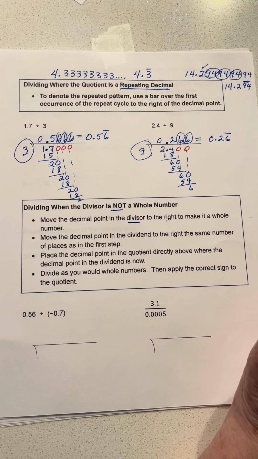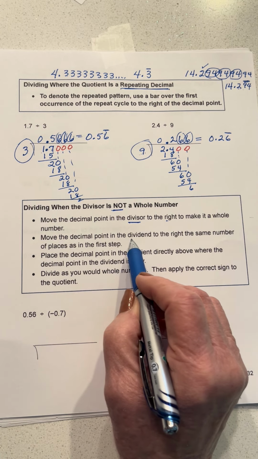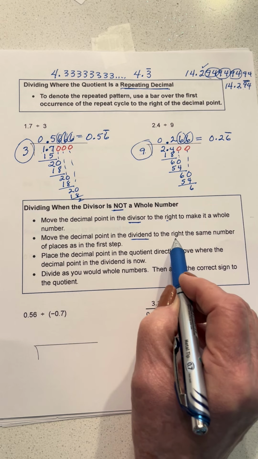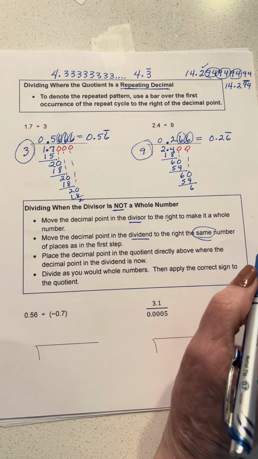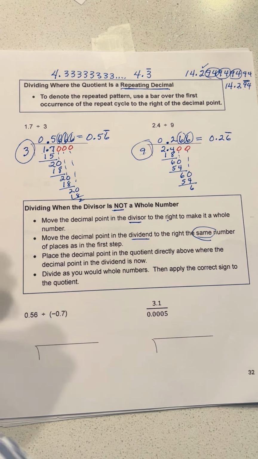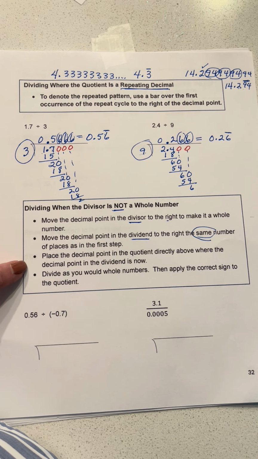Well, if we move the decimal point in the divisor, we have to move the decimal point in the dividend to the right the same number of places as the first step. So we're making the divisor 10 times bigger, we'll make the dividend 10 times bigger. Or make the divisor 100 times bigger, we'll make the dividend 100 times bigger, and our quotient will stay the same.